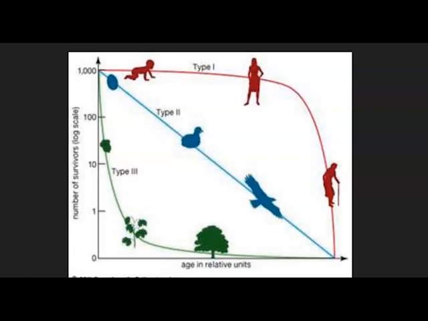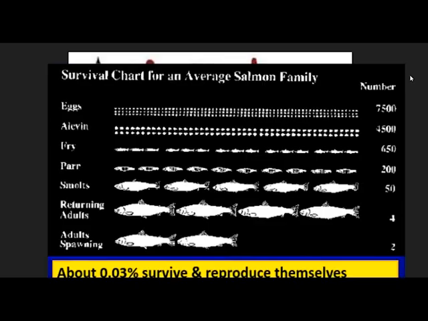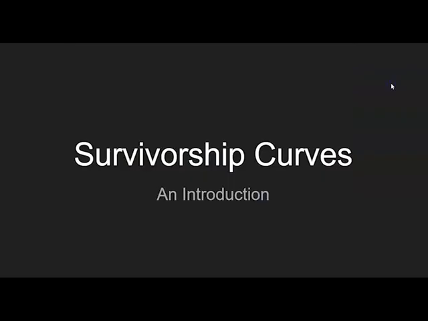An example of this is salmon. Thousands of eggs become alevin, from the fertilized egg. Yet from that spawning, only 2 adults actually make it. Only 0.03% survive. That is your information on survivorship curves.